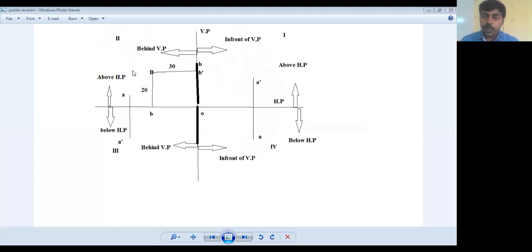So in a similar process, the second quadrant, if it is there, where you are going to have the front view and top view, both the things above the XY line. You need to remember that.